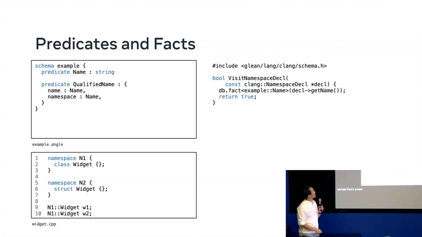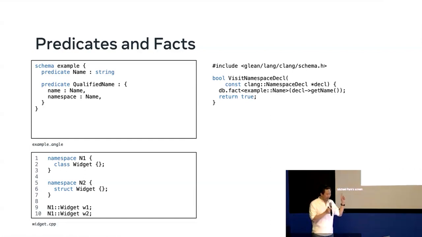So let's walk through a little bit more detail. decl->getName(), that's part of Clang. That's going to give you the name of the namespace. db.fact, that's a utility library that we have in Glean that we provide you. So you can have a database and you can call .fact on it, which is going to write out that fact and send it to Glean, right?